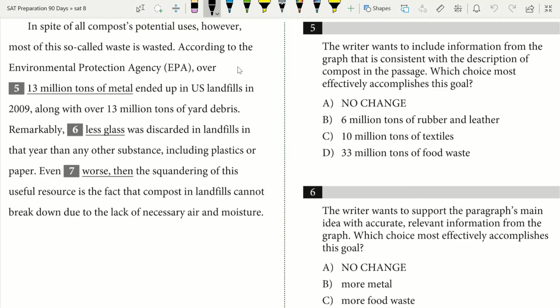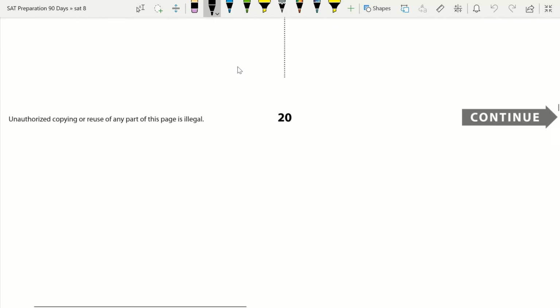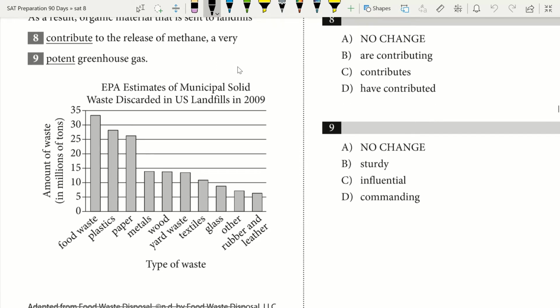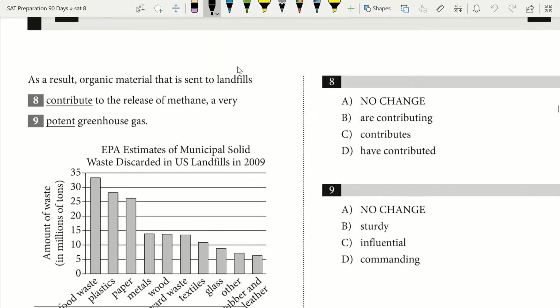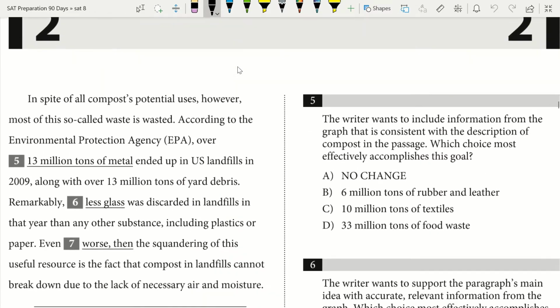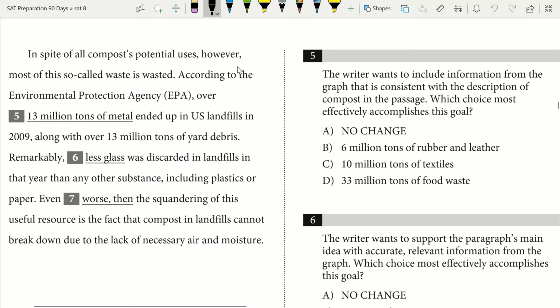Today I have an SAT writing tip for you that deals with interpreting a graph and applying it to the scenario given in the SAT writing passage. So in this case, to illustrate this tip and trick, I'm going to use SAT Practice Test 8, questions 5 and 6 that deal with the graph shown on the next page right here, the EPA estimates of municipal solid waste discarded in U.S. landfills in 2009. So let's take a look at questions 5 and 6, and as I go through them, I'll really illustrate this tip and trick to you.